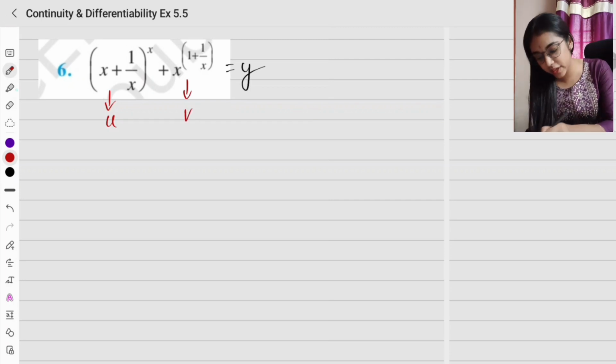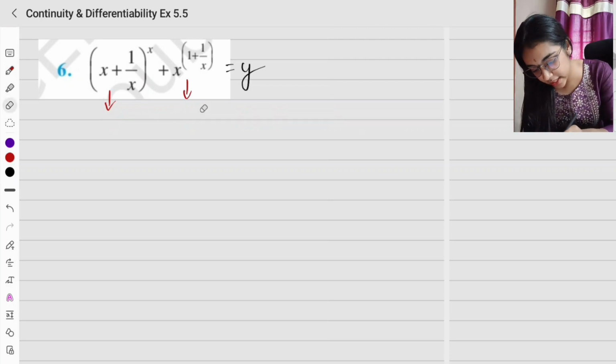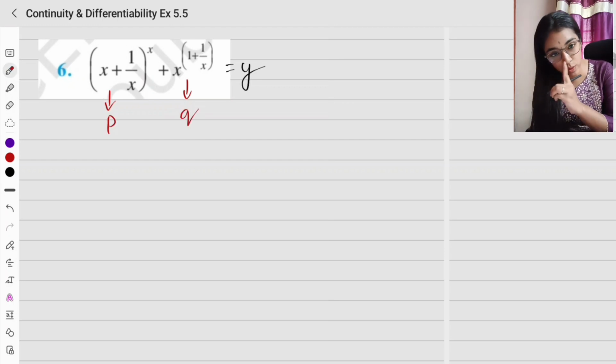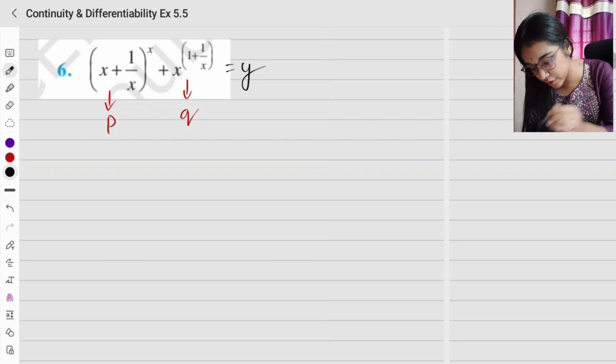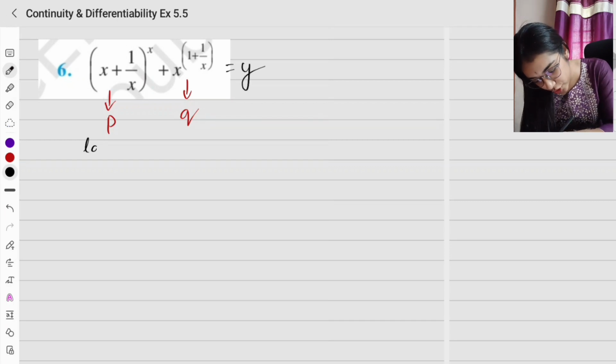Okay. So instead of taking it as u and v, you might get confused, so I'll take a different function. I'll name it as p and q. If p is equal to the first function, q is equal to the second function. So what am I going to do? I'm going to take log on both sides.